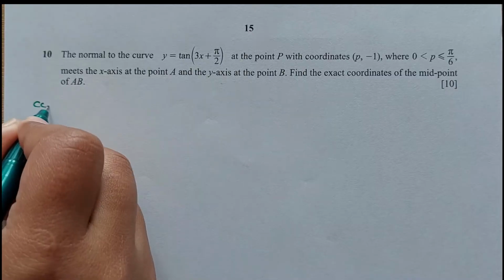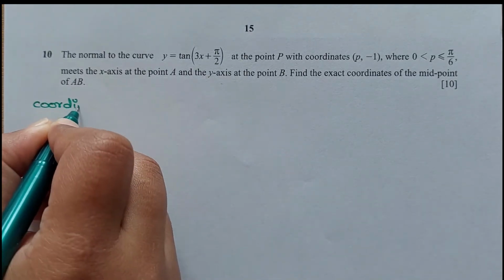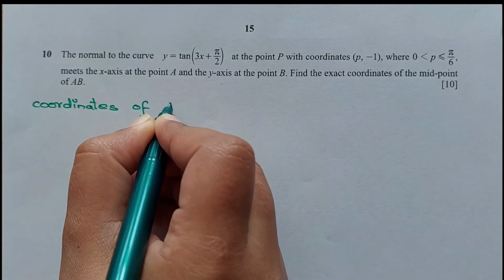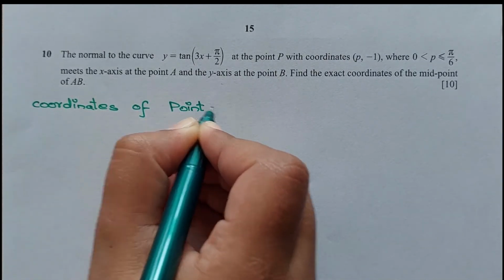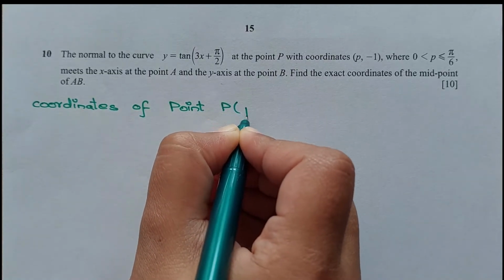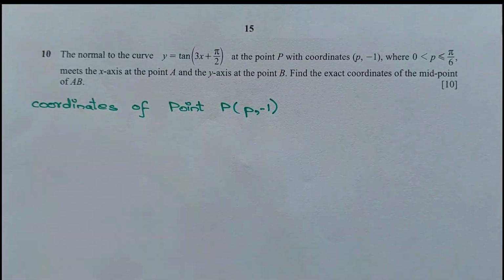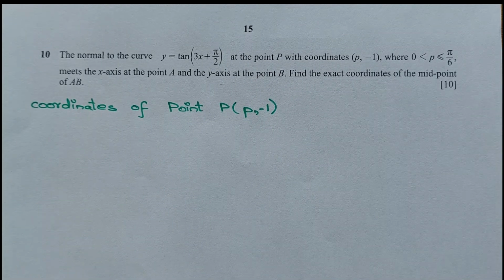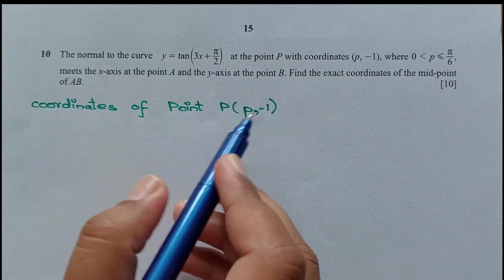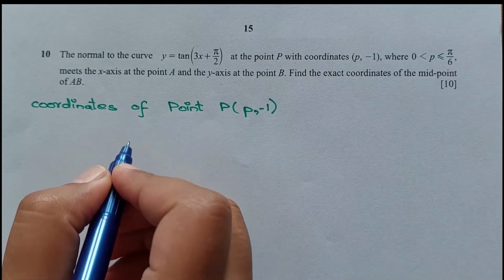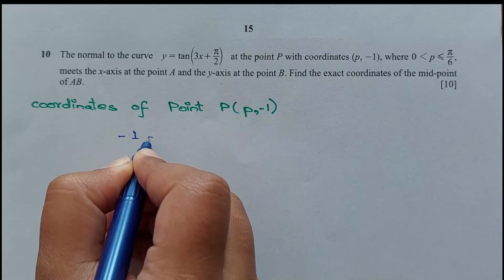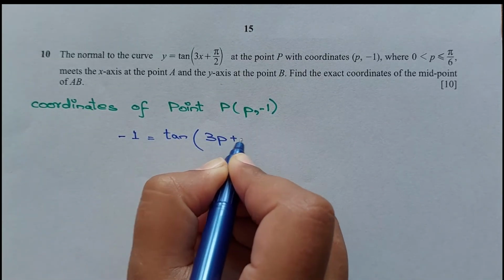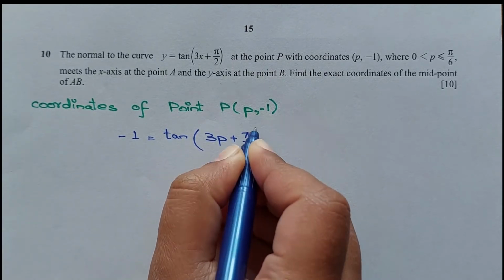So first, the coordinates of point P, that is P, minus 1. Okay. So to get the coordinates for the point P, we need to substitute this point into the given curve. So y is minus 1 and x is P. So we have minus 1 equals 10 tan of 3p plus pi by 2.